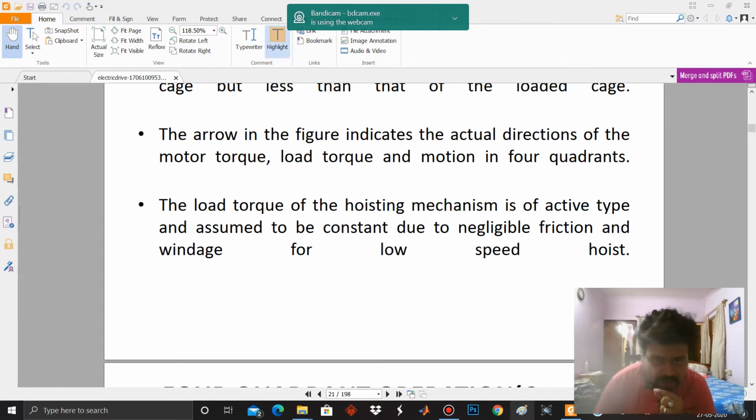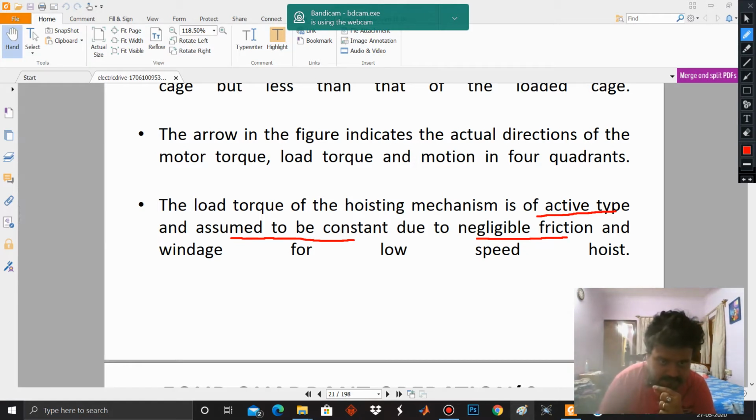The load torque of the hoisting mechanism is of active type. It is an active load, it is not a passive load, and it is assumed to be constant due to negligible friction and windage for the low speed hoist. So negligible friction and windage, this is an assumption again, which we are making for the low speed hoist. Since the speed is very low, obviously the friction and the windage losses will be negligible.